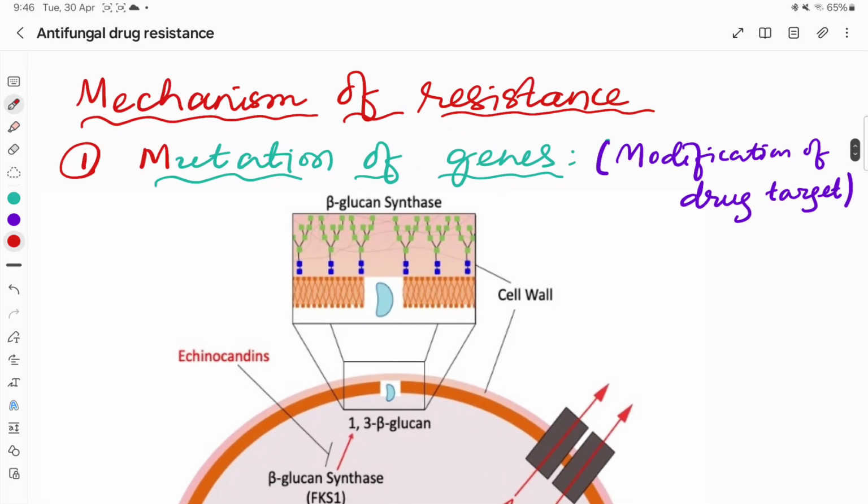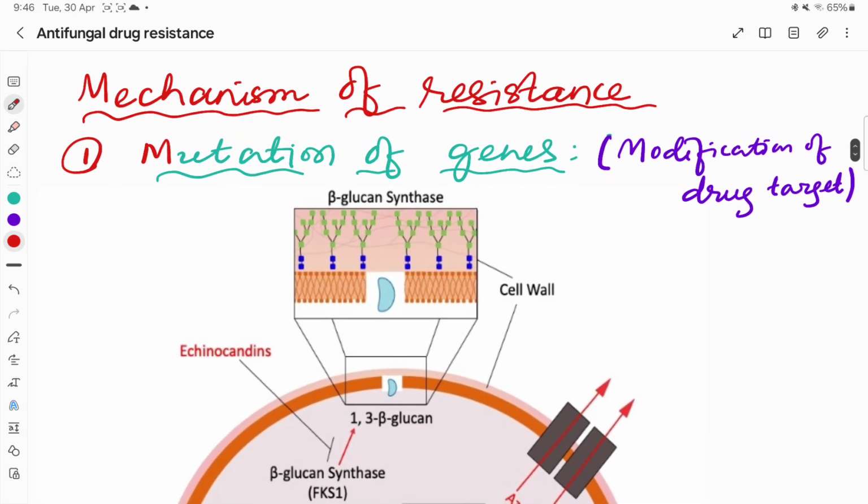So now let us discuss the mechanism of resistance. The modification of the drug target, that is the enzyme, because of the mutation of the genes, is the major cause of the mechanism of resistance.